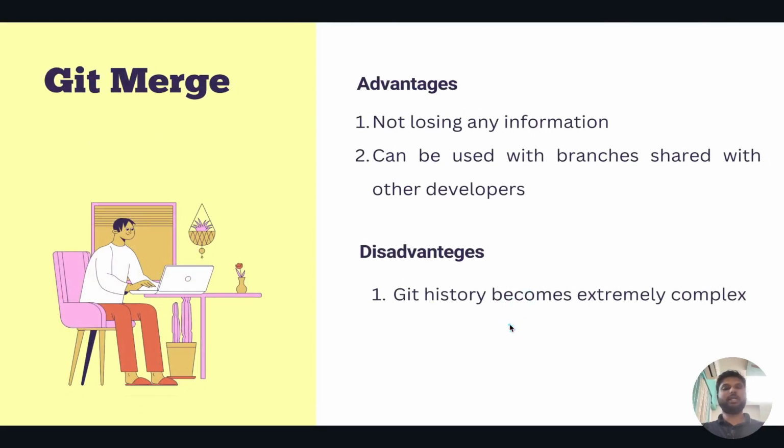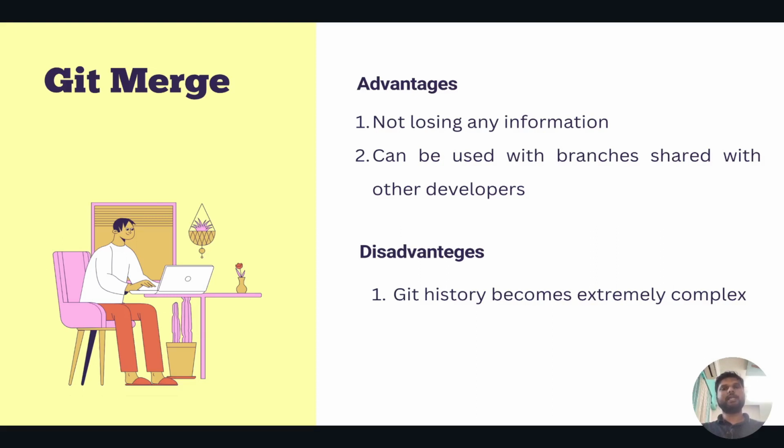It's hard to read, it's hard to navigate, and especially if your master is moving extremely fast, then it becomes really hard to read when a particular change was merged into master, or when a particular change was merged into a feature branch. So that's the disadvantage of Git merge. Now the question is, when should we use merge and when should we use rebase?